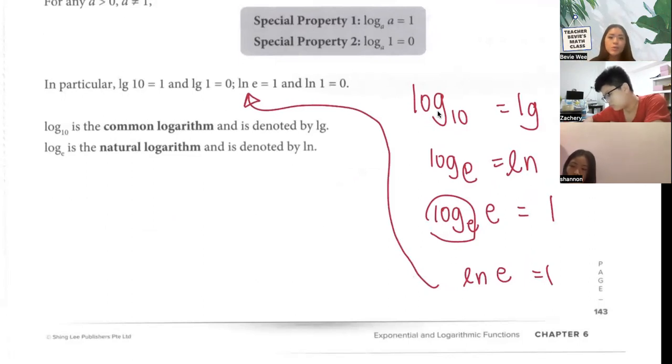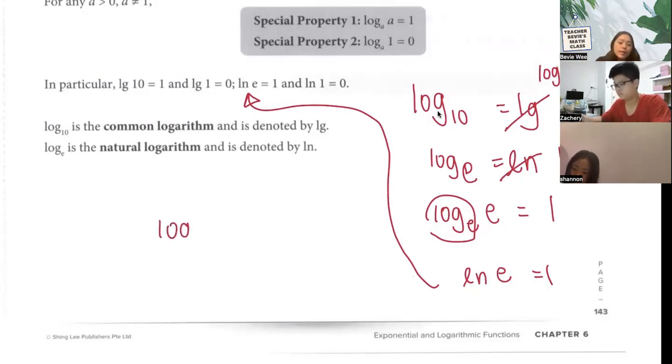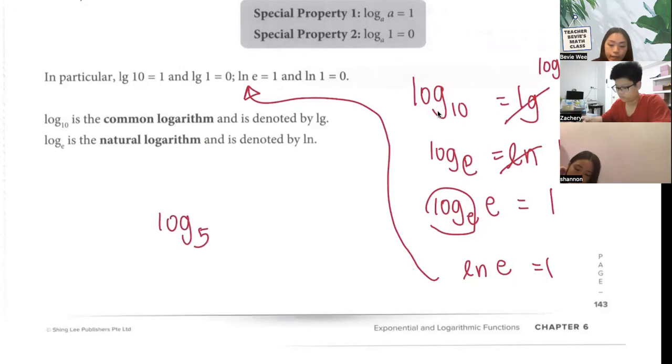Okay? So you need to know, when they write LG, if you're not comfortable with this short form, you can strike it off and change it to log 10. If they write LN and you're not comfortable with it, you can strike it out and write log E. They won't penalize you, it's fine, both ways are okay. But if you have a log base 10 or log base 5, there is no special name for it.